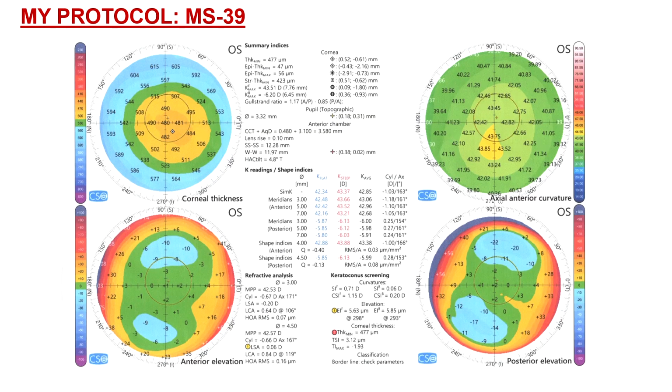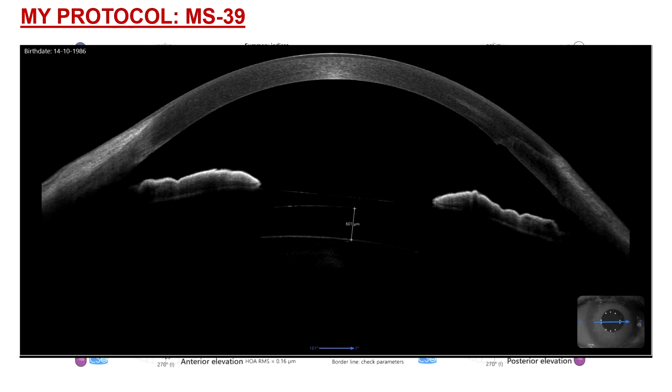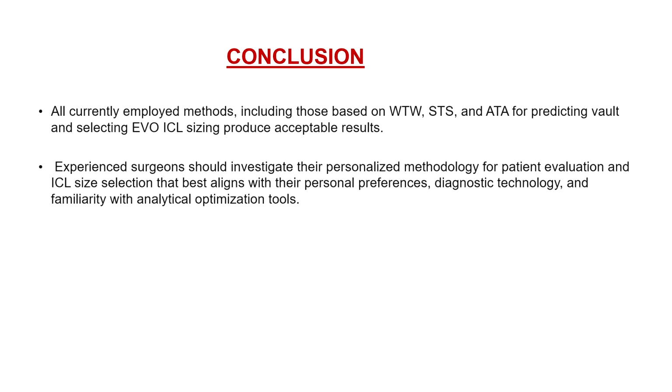within the normal range. Similarly, this patient has a white to white of 11.9, and with the regular STAR formula, I achieved a vault of 600 microns, which was fine. So to conclude, basically all currently employed methods, including those based on white to white, STS and ATA, for predicting vault and selecting ICL sizing, produce acceptable results.